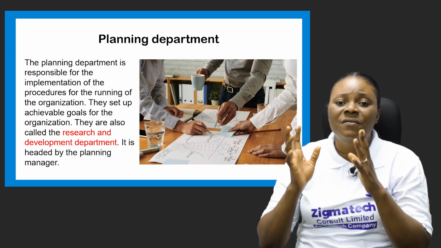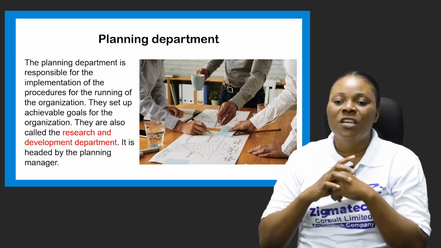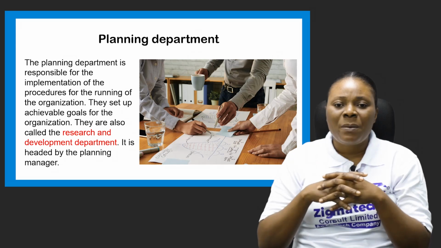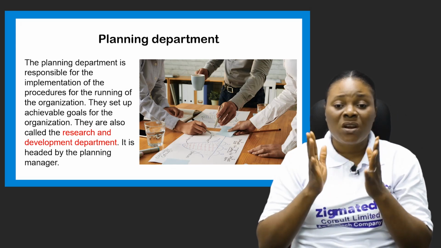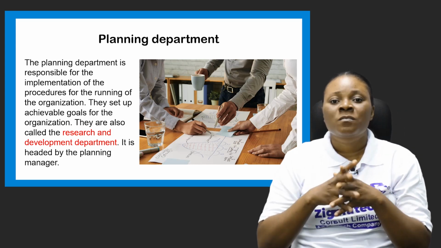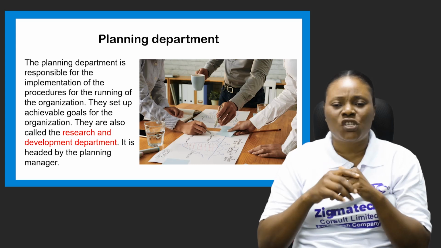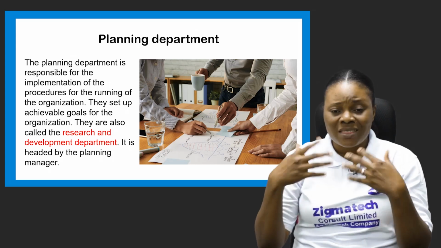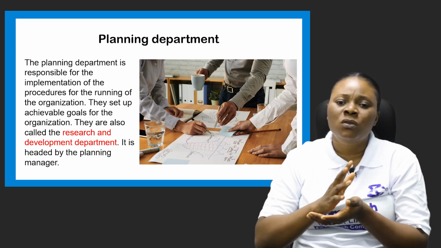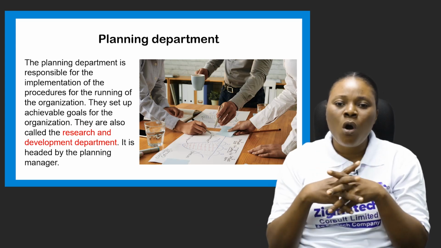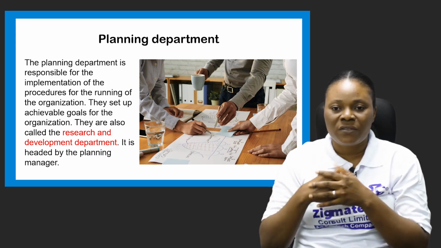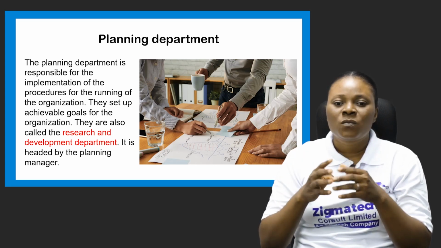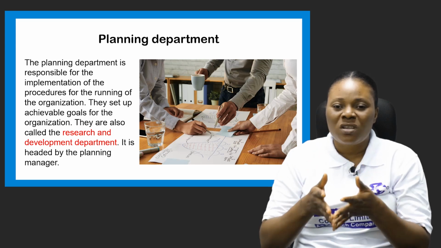This department too is a very essential one. Every organization that wants to move forward should have a planning department. The planning department, which we can also call the research and development department. This department is responsible for the implementation. They are in charge of carrying out the procedures for the running of the organization. They think, they plan, they set out procedures that will enable the goals of the organization to be achieved. They set up achievable goals to ensure that the business or the organization does not stay on a spot.